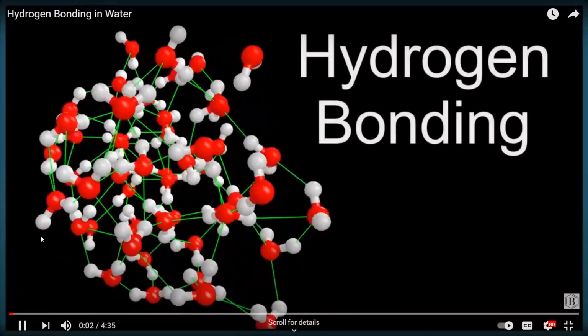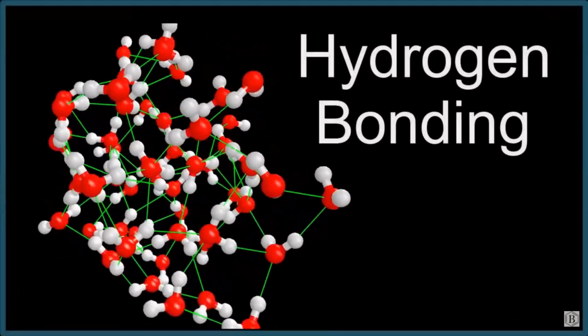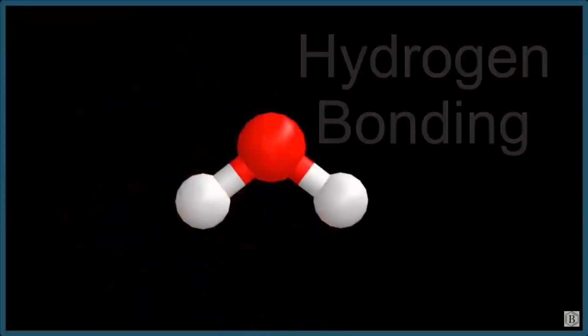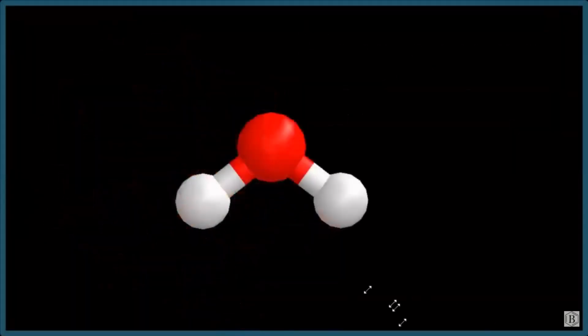In this video, we'll talk about hydrogen bonding and how it takes place and really try to give you a visual picture of what's going on there. So we have a water molecule here. The red is oxygen and the white are hydrogens. We have H2, then the oxygen, H2O.